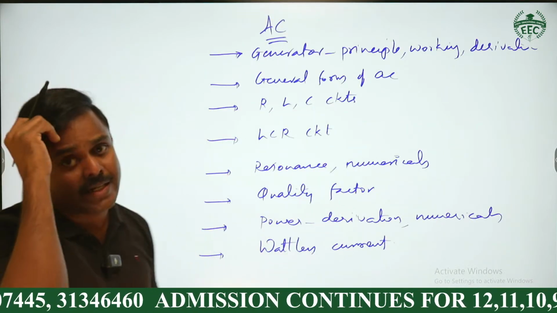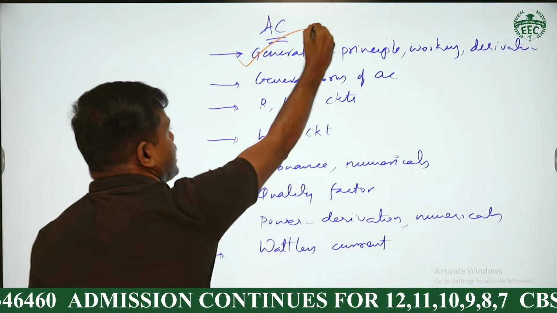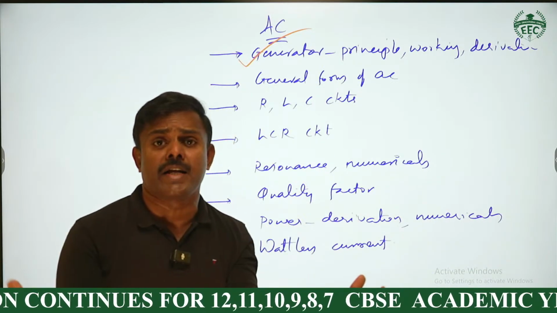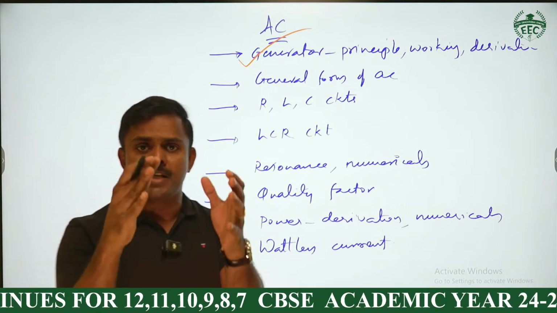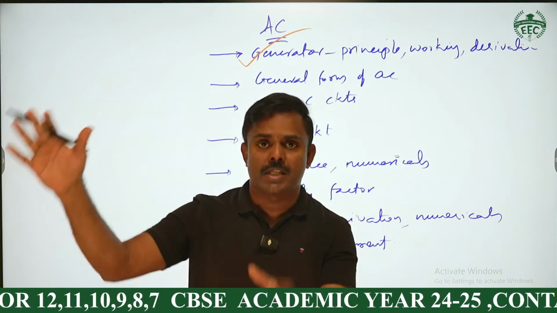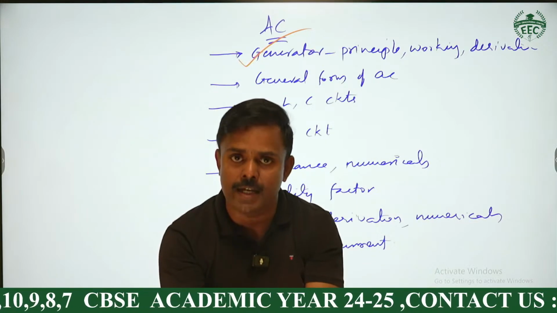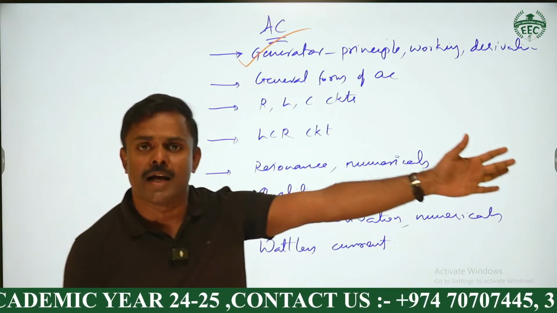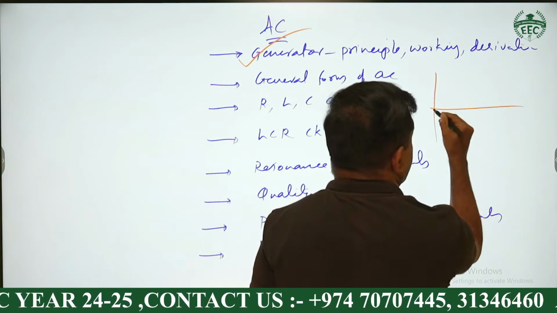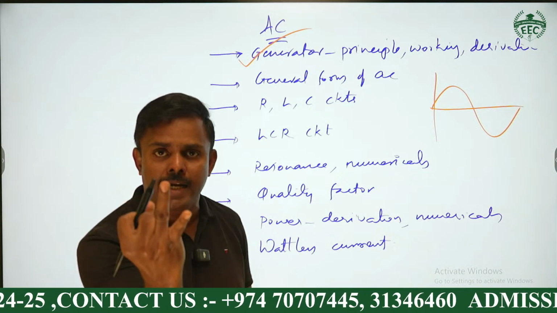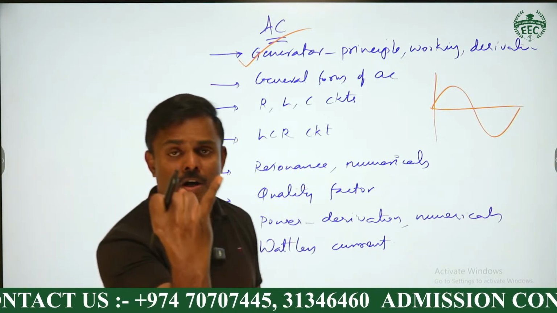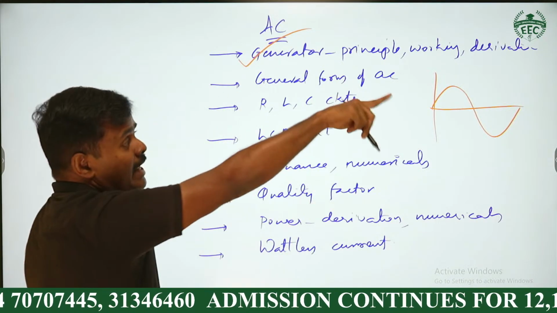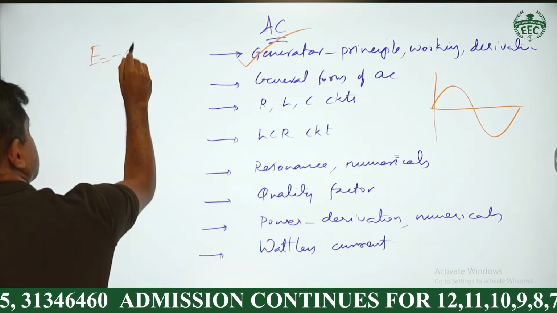Alternating current. Alternating current generator, I already told you. AC generator: the principle is very important. The principle is electromagnetic induction. Somewhere in the reservoir, like Niagara Falls, you store the water. Water falls on a turbine, the turbine rotates, and automatically electricity is generated. Same AC generator you learned in class 10. The graph is important. The parts are armature coil, field magnet, slip rings, graphite brushes. And working and derivation. This derivation is equal to minus d phi by dt.